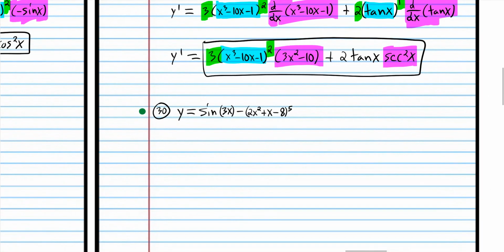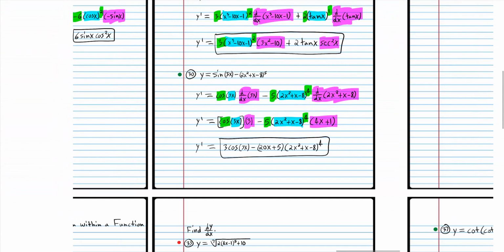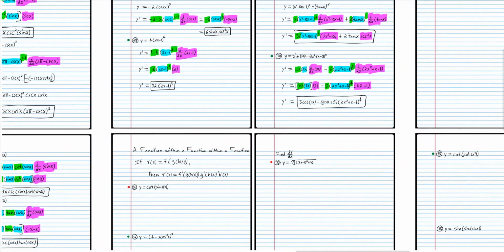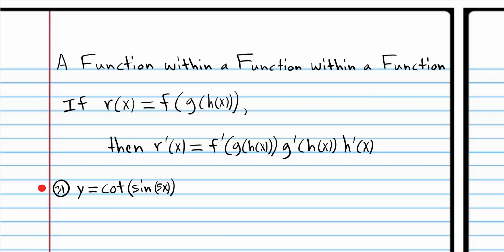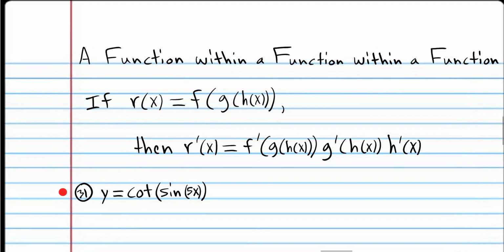Okay, we're back. There's multiple ways to do it. So if you got that right, excellent. So now we have another situation where we're going to use the chain rule twice. But here we have a function within a function within a function. Okay, so we have a function within a function within a function.